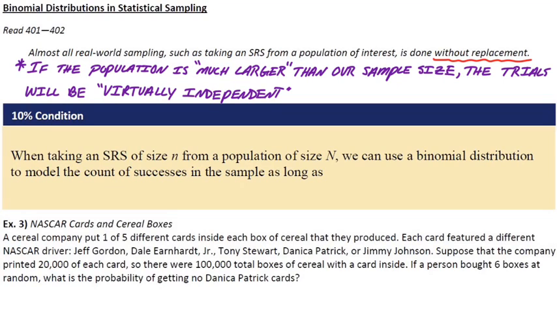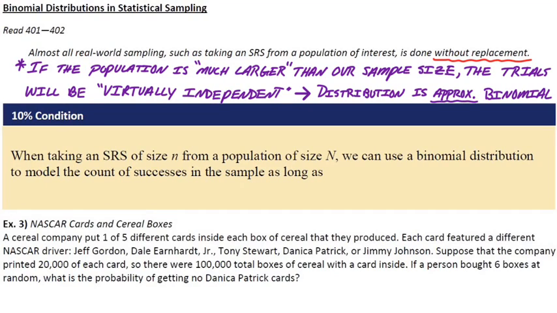So in some cases, when we meet that independence condition, we can say the distribution is approximately binomial. Maybe the trials aren't truly independent of each other because we're sampling without replacement, but as long as the 10% condition works, we can say the distribution is approximately binomial.